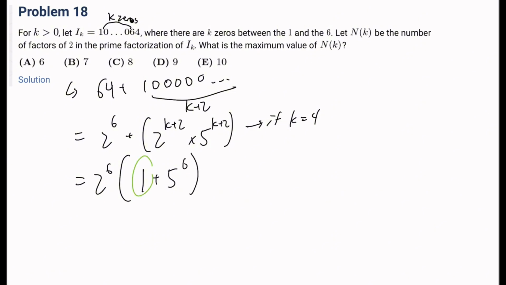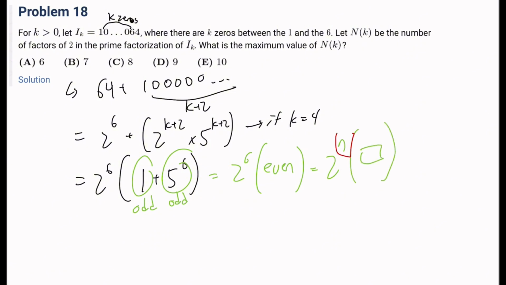And then we know that this is odd, and this is also odd, right? And so this is going to be 2 to the 6th power times something even, which is 2 to the 7th power times something. And so this 7 is the maximum value. That's when k equals 4. So that's the maximum. It's B.